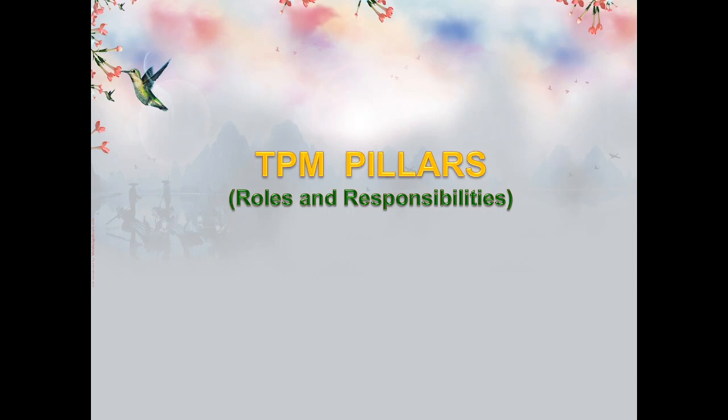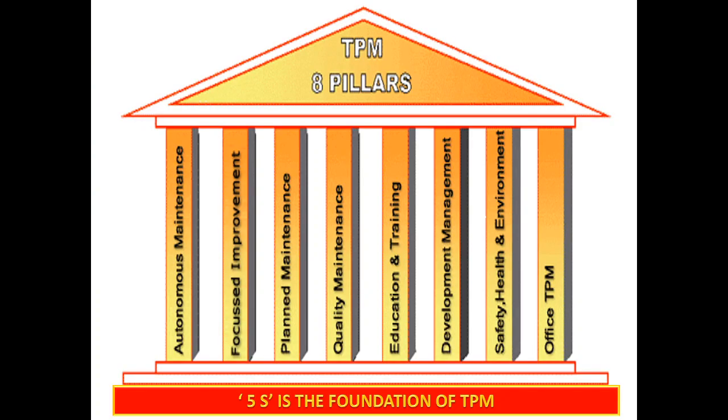Now we come to the TPM pillars. Let's see what the pillars in TPM are and their significance. There are 8 TPM pillars. The first and important pillar is autonomous maintenance, second is focused improvement, third is planned maintenance, fourth is quality maintenance, fifth is education and training, sixth is development management, seventh is SHE, that is safety, health and environment, and the last, eighth, is office TPM. You can see that 5S is the foundation of TPM.